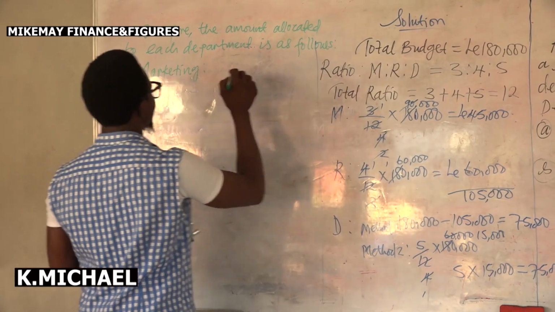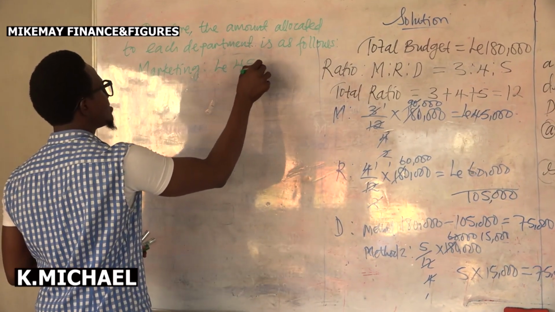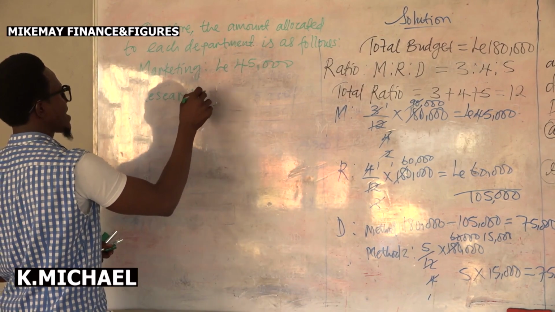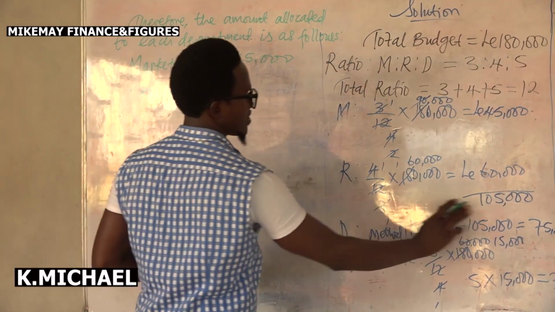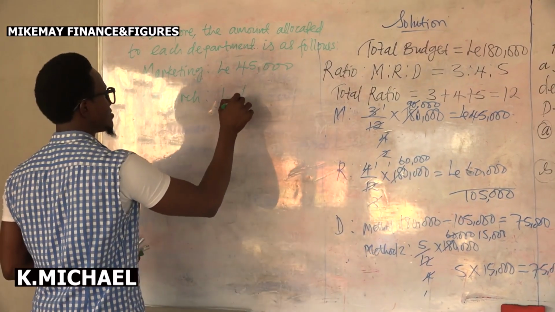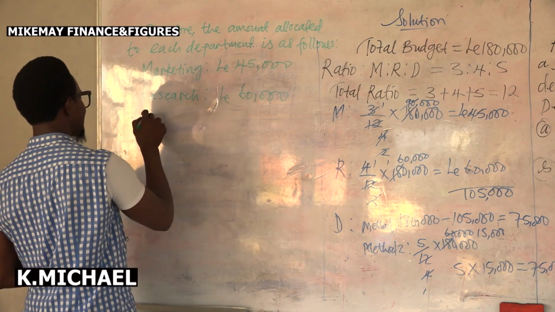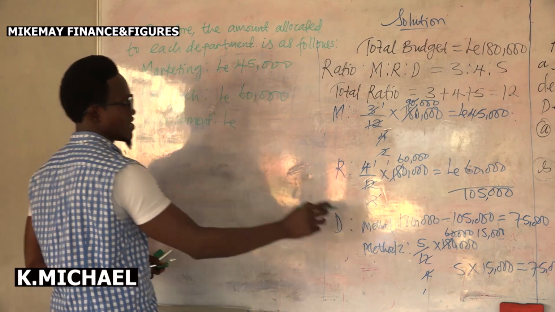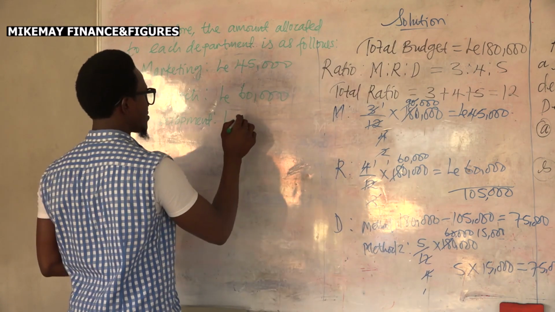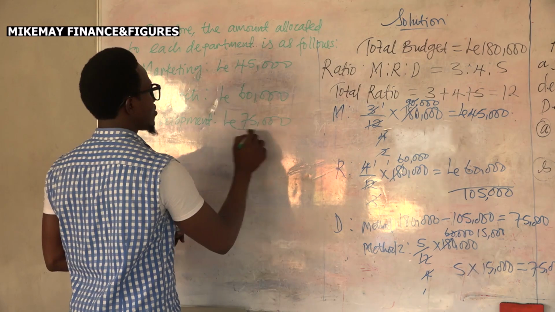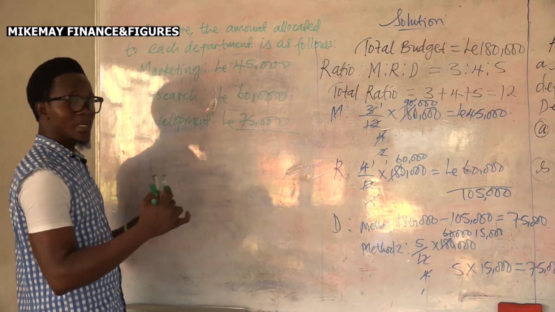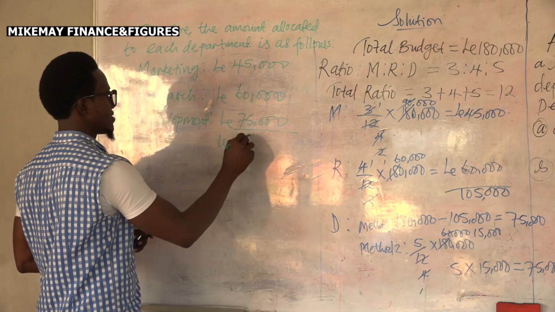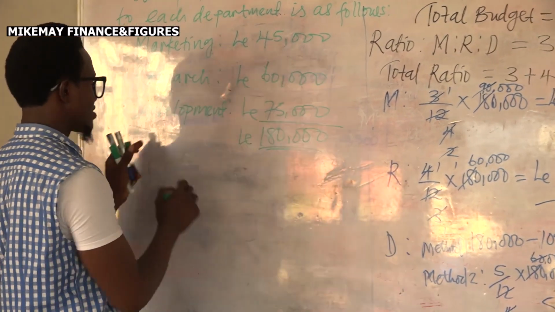Now, let's start with marketing. Marketing, what we have is 45,000 leons. Research, what we have is 60,000 leons. And lastly, development, what we have is 75,000 leons. So if you sum all this up, you should be able to get 180,000 leons. That's the total budget.